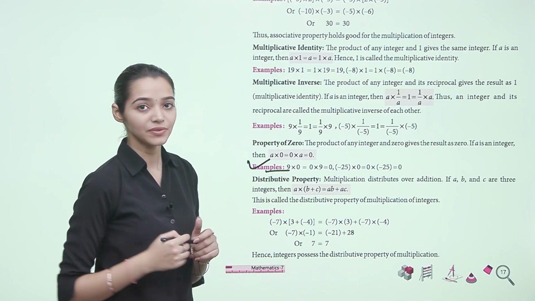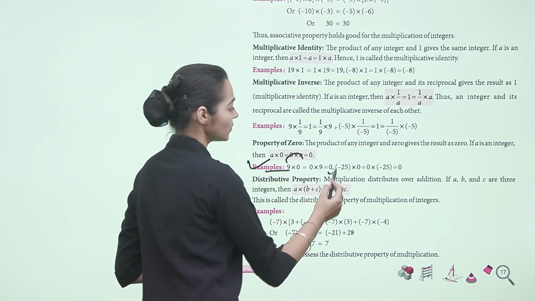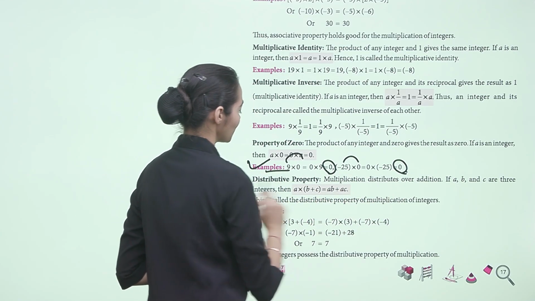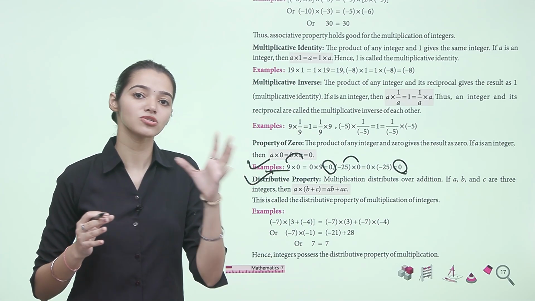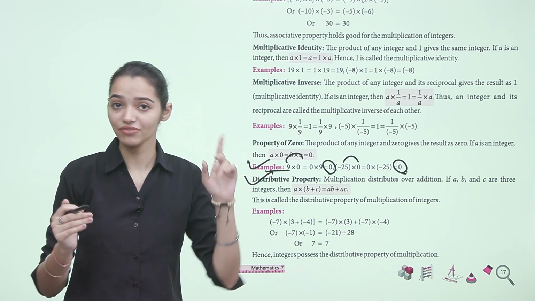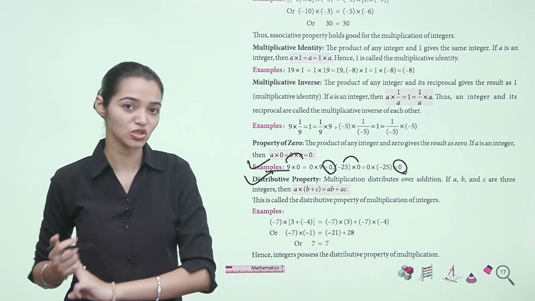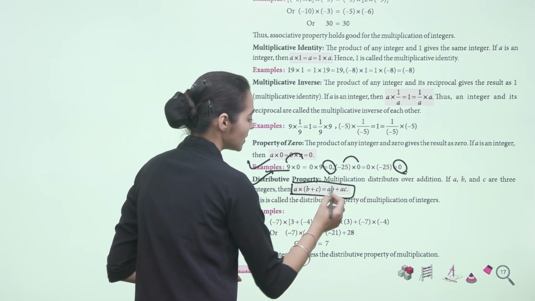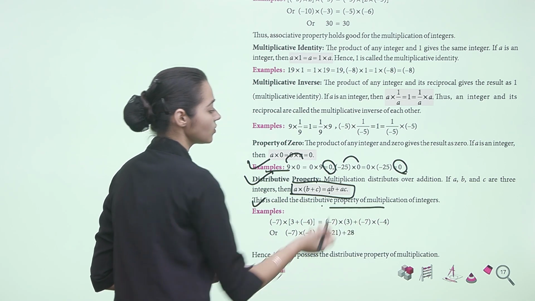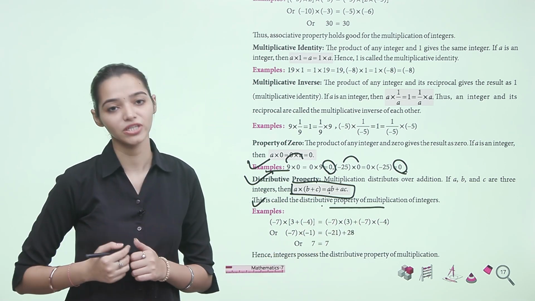Now here is our example that when any number is multiplied by 0, the answer is always 0. Now next is our distributive property. It says that multiplication distributes over addition. That means if a, b and c are our three integers, then a into b plus c is equal to ab plus ac. This is our distributive property of multiplication of integers.